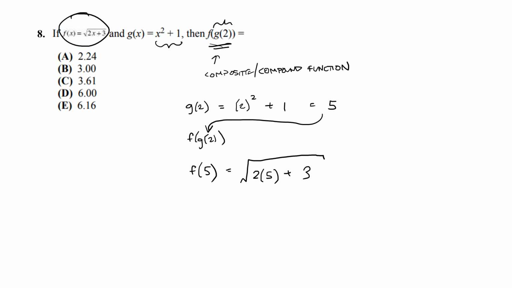Okay, 2 times 5 is 10, plus 3 is 13. So we're really looking at the square root of 13. Now, we'll just have to use our calculator here to get the decimal answer. Okay, and if we do that, we'll get approximately 3.605. And that will round to 3.61, which gives us answer choice C.